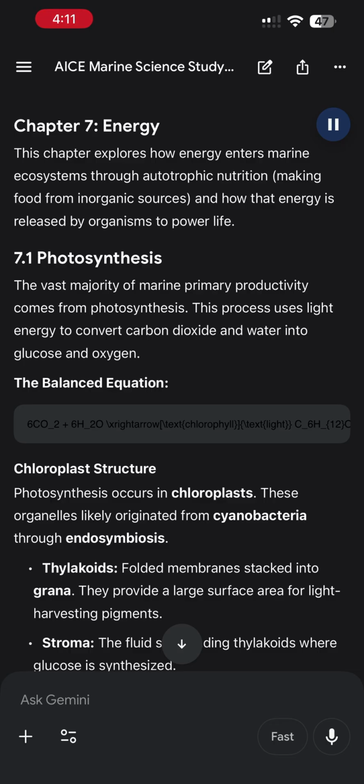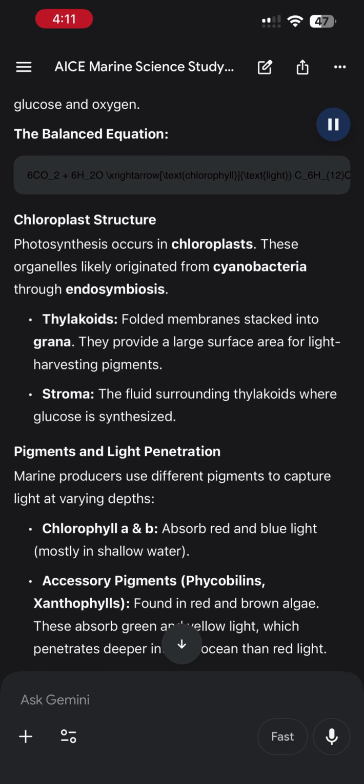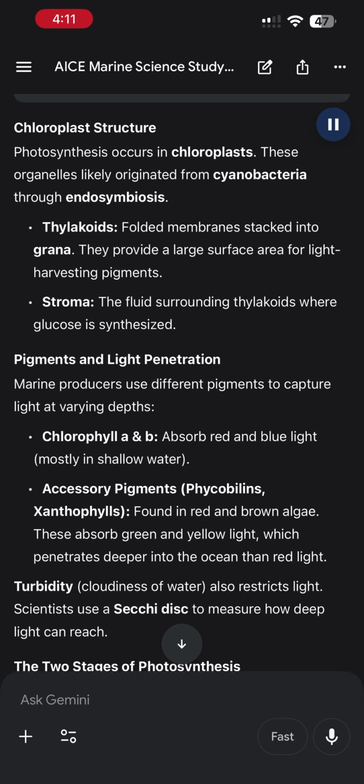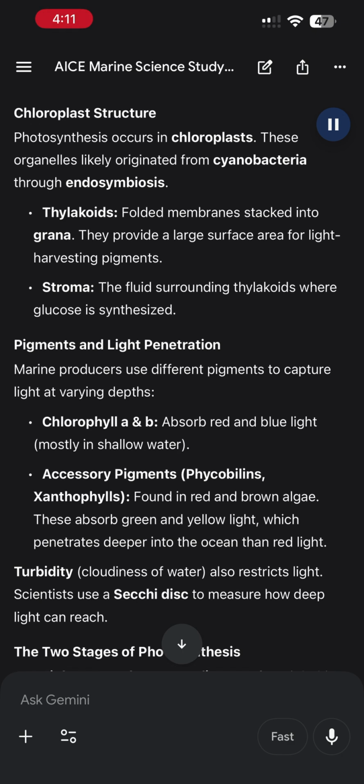The balanced equation. Chloroplast structure. Photosynthesis occurs in chloroplasts. These organelles likely originated from cyanobacteria through endosymbiosis. Thylakoids: folded membranes stacked into grana. They provide a large surface area for light-harvesting pigments. Stroma: the fluid surrounding thylakoids where glucose is synthesized.